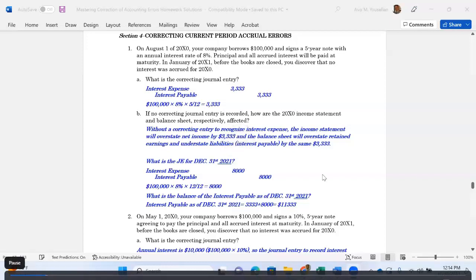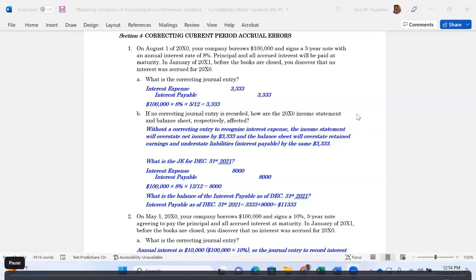So section 4 is about correcting current period's accrual errors. Accrual errors means something accrued, but probably there was an error in recording those accruals. There are a few problems here. We can go over them.